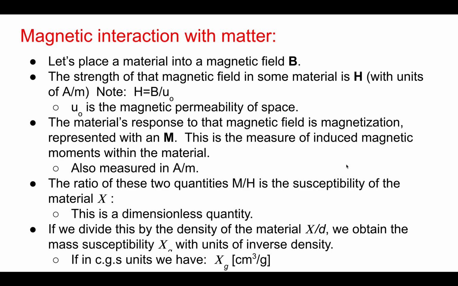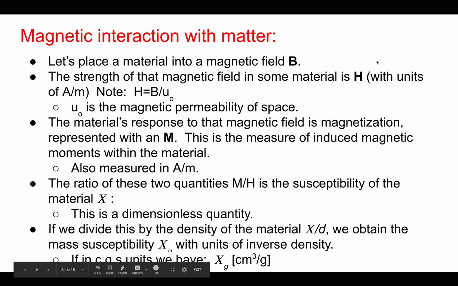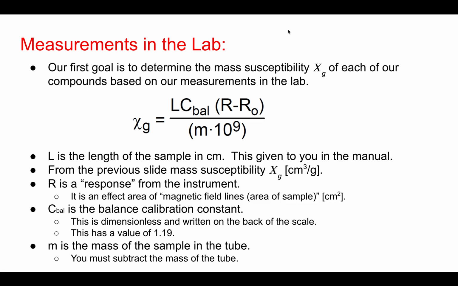Okay. It describes how this material is impacted by this magnetic field. Now, susceptibility is dimensionless. But if we divide the susceptibility by density, well, we obtain the mass susceptibility, chi g, with units of centimeters cubed per gram, inverse density. Okay. So why is that useful? So here again is that chi g. Centimeters cubed per gram.